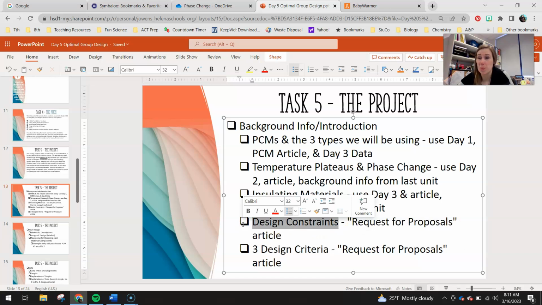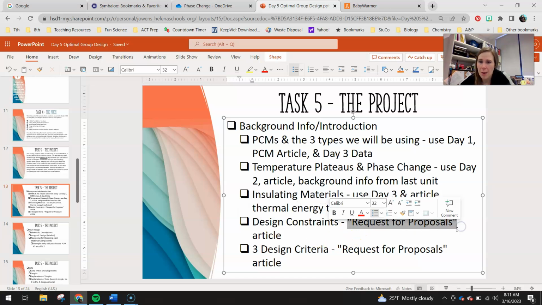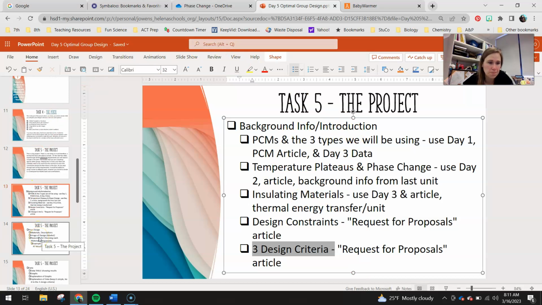So what's the whole kind of purpose behind us doing this incubator to begin with? Is it just for funsies, or is there a reason we need to design something like the incubator we've been looking at? So go back to that request for proposals. That article was found on day 1, so you guys should have read that day 1. So go back and look at the constraints, what constraints are compared to criteria, and then again, you guys should be well versed in your criteria by now. But if you need to, that's in our request for proposals. Okay, so that's your first part that you guys should include is your background information or your introduction.